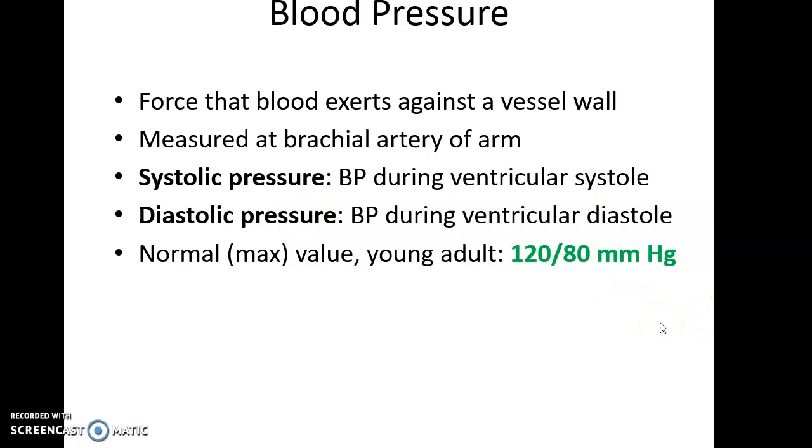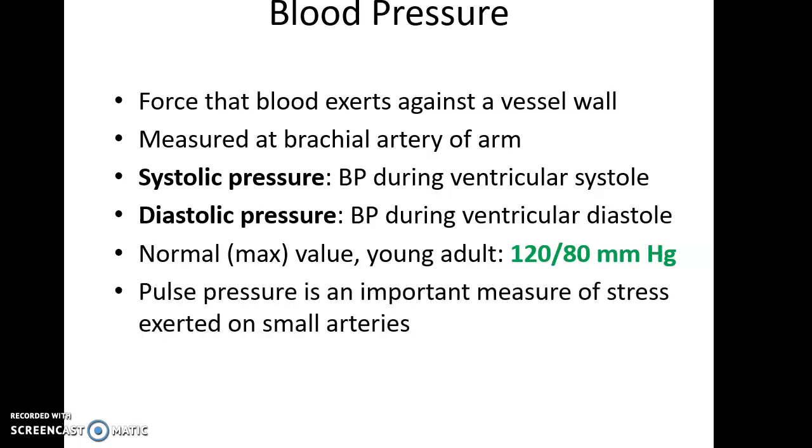But there's a range that's good for people, and it varies by age. Blood pressure is important because this is measuring stress on small arteries. And of course, if your blood pressure is chronically too high, this will stress those arteries and potentially lead to rupturing of arteries.